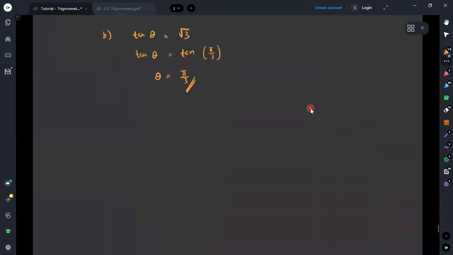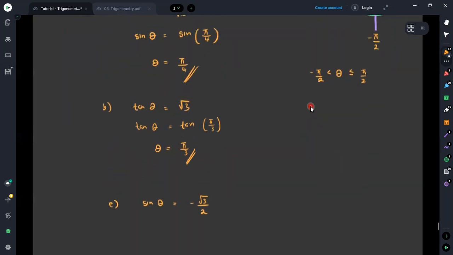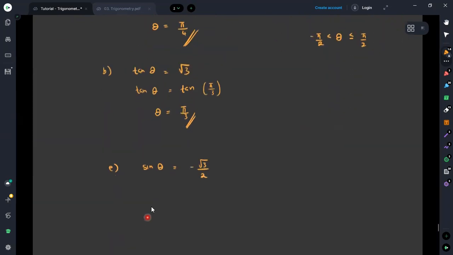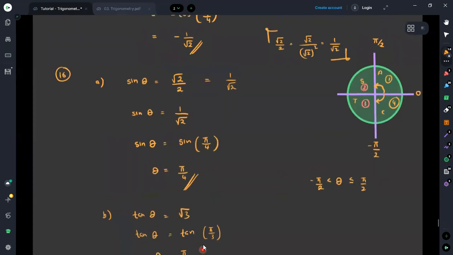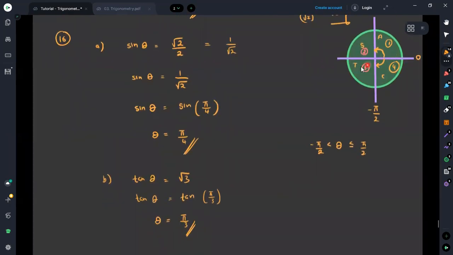The next one, I will take consideration of part E. In part E, it is given as sine theta is equal to minus root 3 over 2. Here it is given as a negative value. Sine can have negative values only in the third and fourth quadrants, since it is positive in the first and second quadrants.